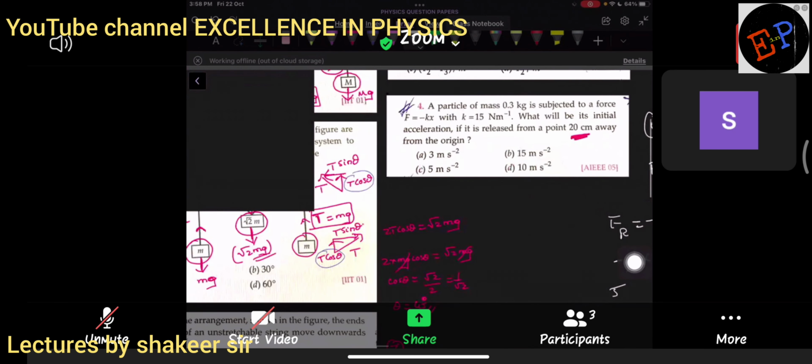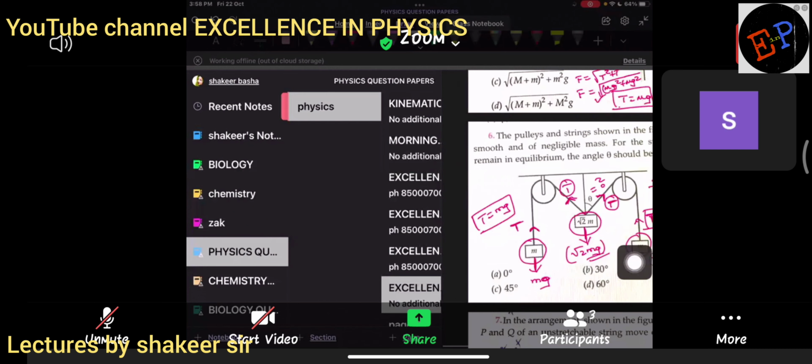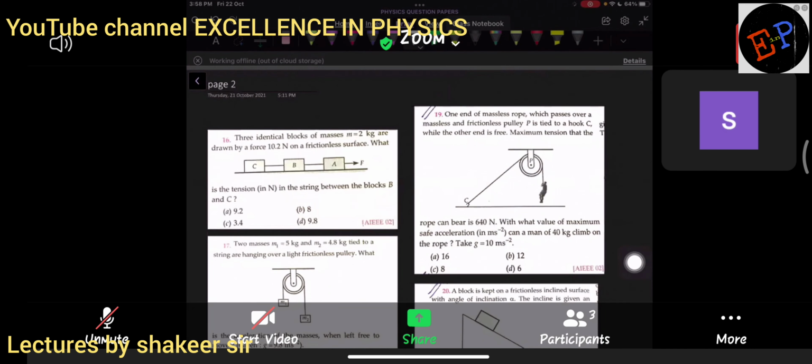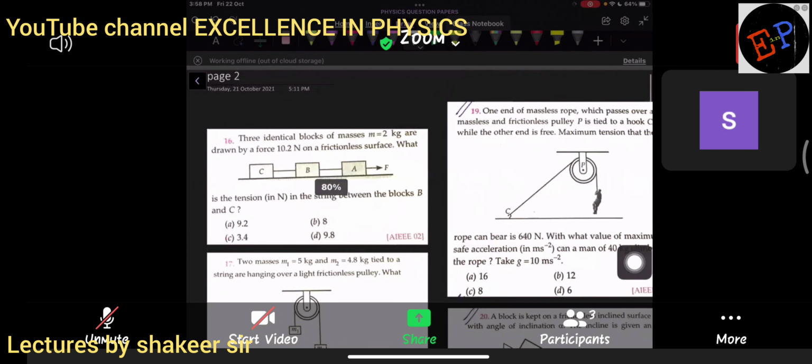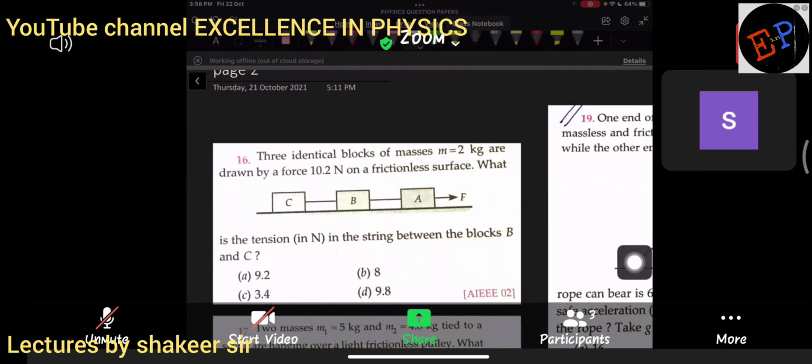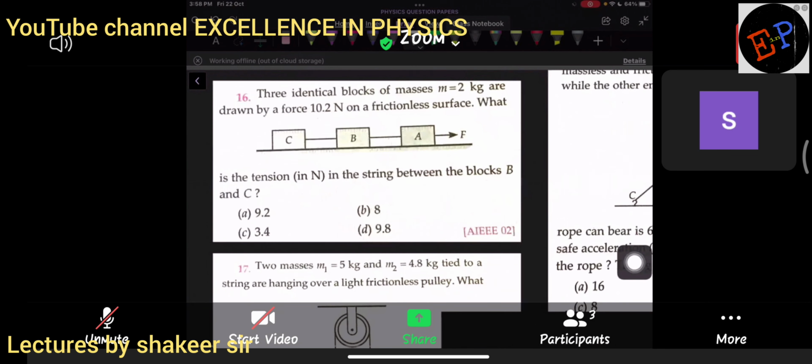So let's go to the second page. This question we have already done. Don't think 16th problem. This one. Okay. No need of doing this one. Next. Question number 77. Here the question is Atwood machine.